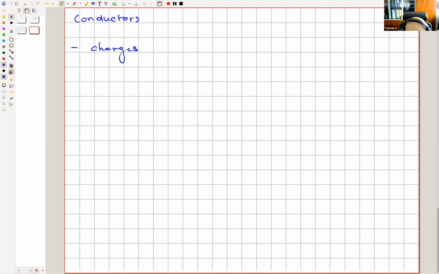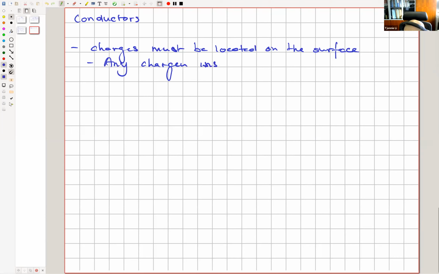so we can show that charges must be located on the surface. On the surface. Now, of course, in this case, we know that if there's any charge inside, then we have a non-zero electric field.